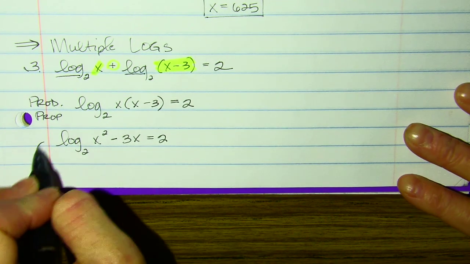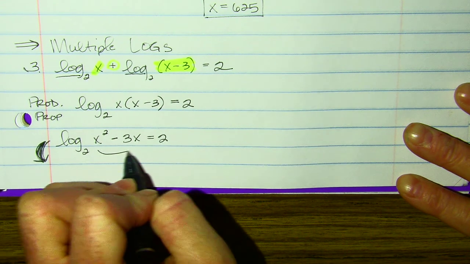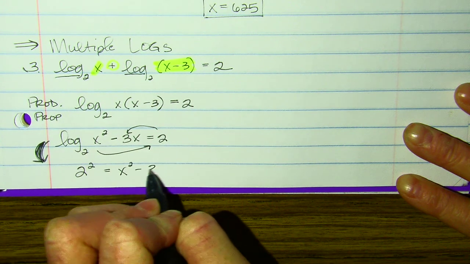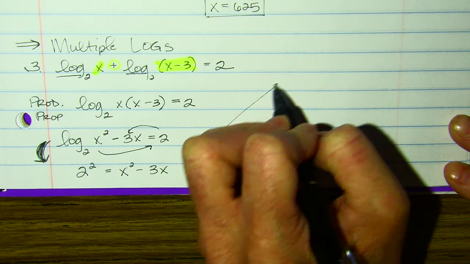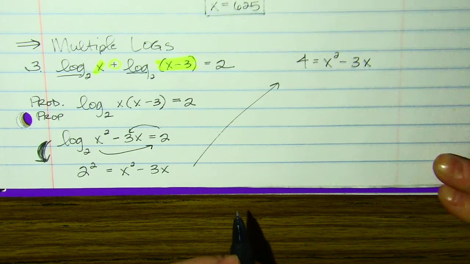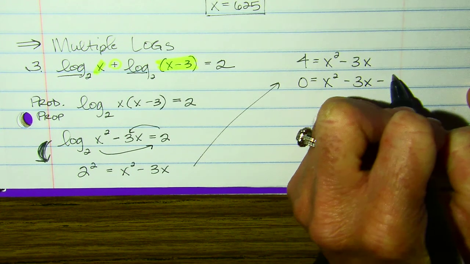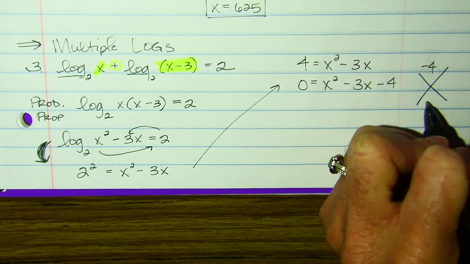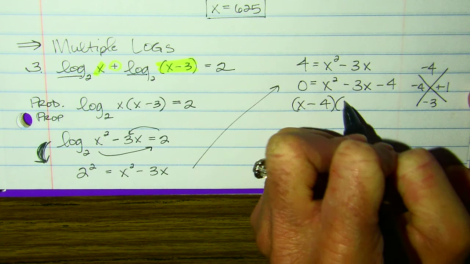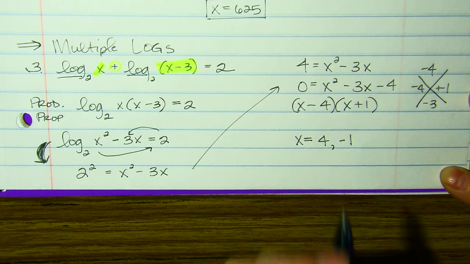And now I'm going to rewrite it. I have a base, exponent, answer. So 2 squared equals x squared minus 3x. So 4 equals x squared minus 3x. Now I'm going to factor this, so I'm going to subtract the 4: x squared minus 3x minus 4. That's negative 4, negative 3. So my factors are negative 4 and positive 1. So x minus 4, x plus 1. So I have two possible solutions, 4 and negative 1.